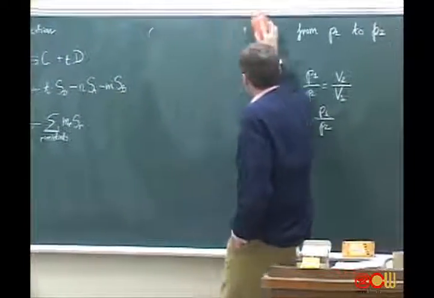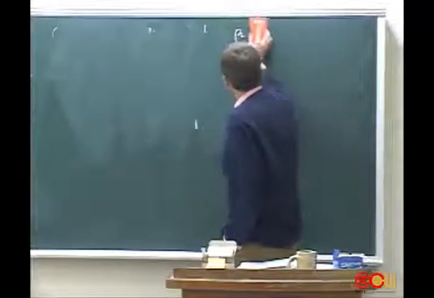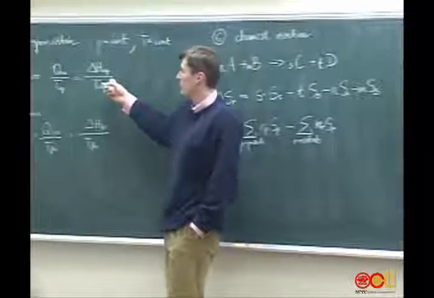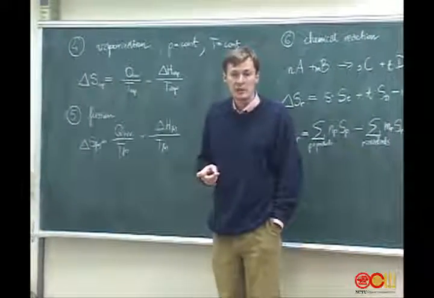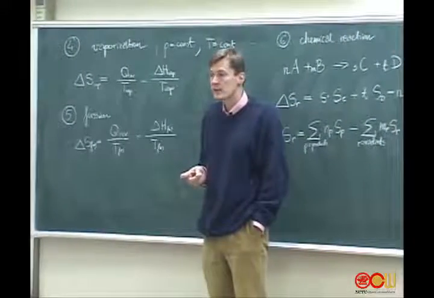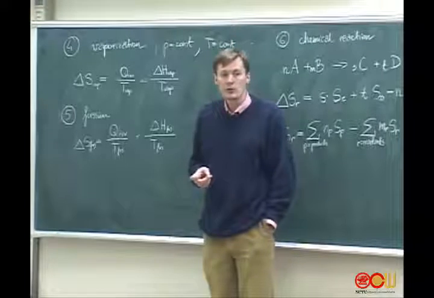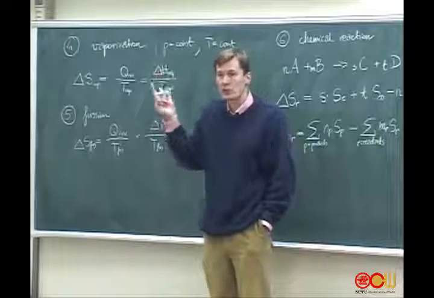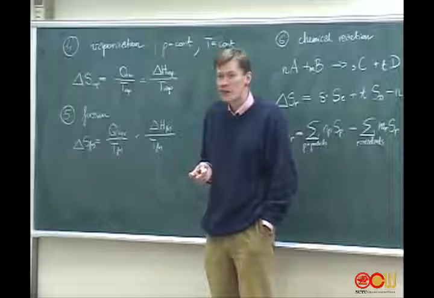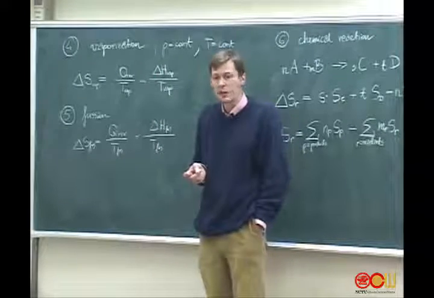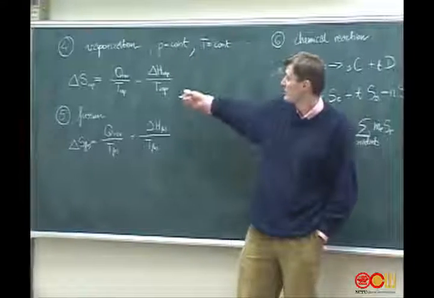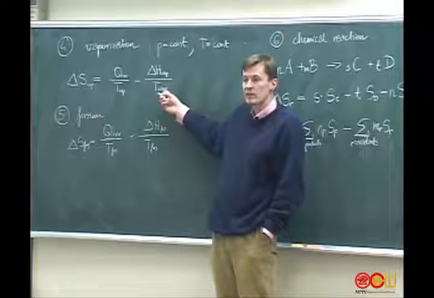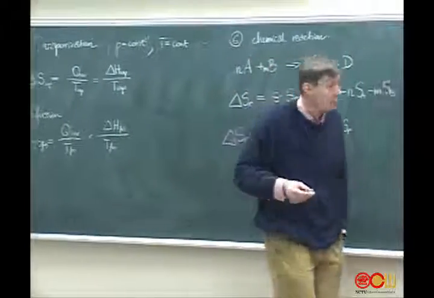Let's do some more complicated example. You know that, for example, for water, the vaporization happens at 100 degrees. But if you have an open pot with water at room temperature, after some time the water is gone. So the vaporization really happened not at 100 degrees, but at 25 degrees. How to calculate the vaporization entropy that time? Is it enough to put 25 degrees here? Turns out no, it's more complicated.